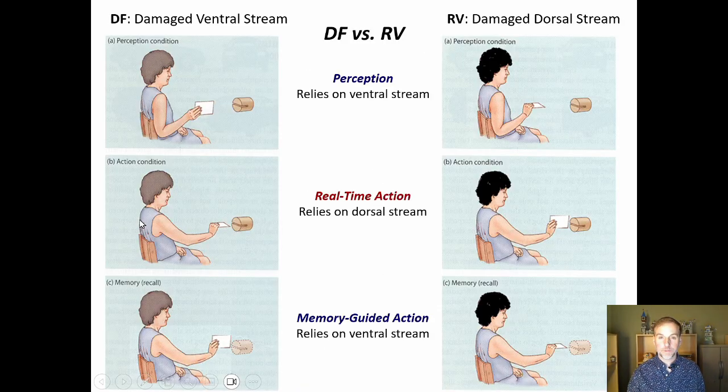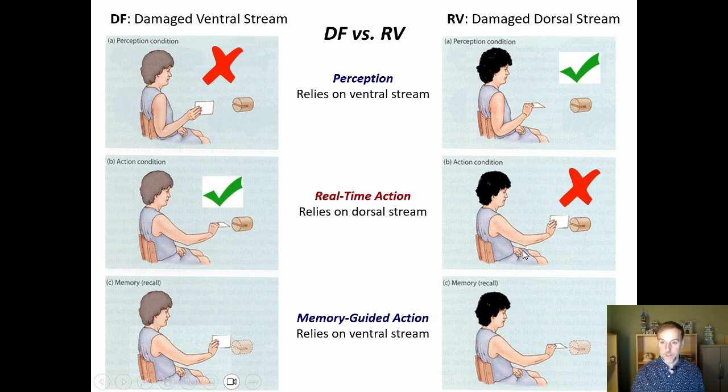Okay, last summary for DF and RV. So if we look at their perception, you need a ventral stream. So RV will be good at it, DF will be bad at it. Okay, next thing we can ask them to do is make a real-time action. So they have their eyes open, they're looking at the mailbox. So this will require your dorsal stream. DF has a dorsal stream, she'll be good at it. RV will be bad at it.